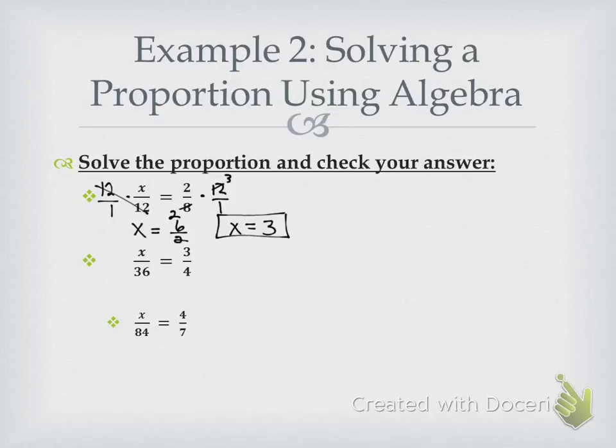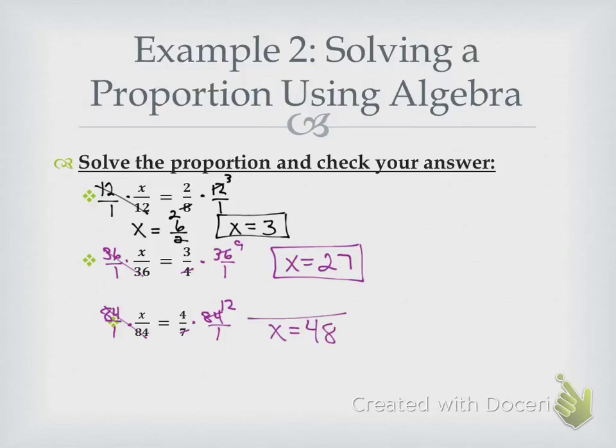I want you to go ahead and try the second and the third one. Use algebra. What do I multiply both sides by on the second one? 36, both sides. Multiply by 36, that's 9, and x equals? 27. And then the next one, what do I multiply both sides by? 84, both sides. That cross reduces to 12, and x equals? 48. Who got both of those right? Awesome. Good job. Those are the two methods that we're learning today.